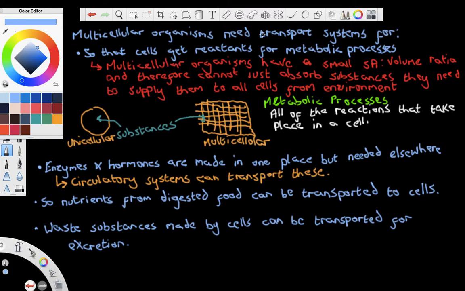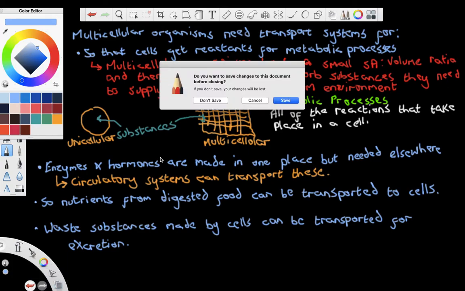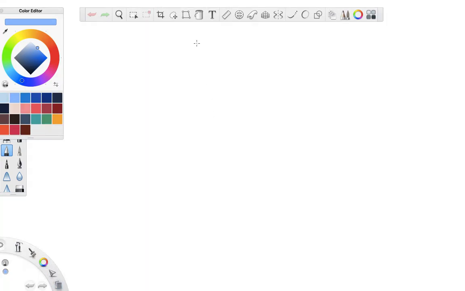Other reasons why multicellular organisms need transport systems: so that enzymes and hormones, which are made in one place, can be transported to other areas that need them, so that nutrients from digested food can be transported to cells, and so that waste substances made by cells can be transported for excretion. This is a video. You can pause it whenever you want. So just because I'm clearing the screen doesn't mean you can't pause it and continue with your notes.